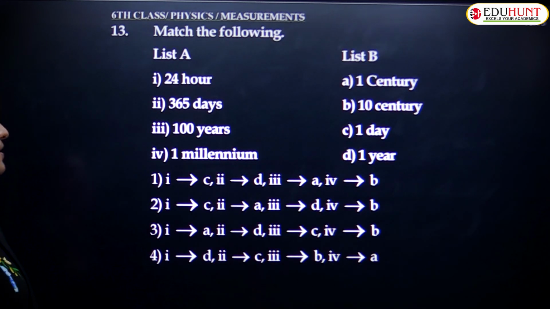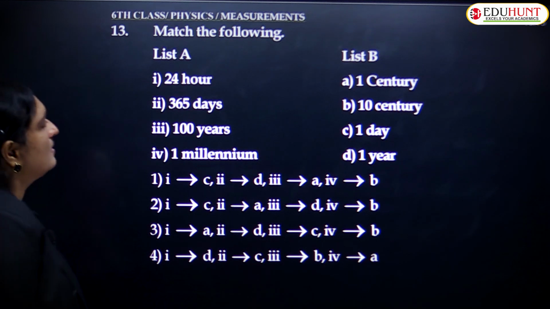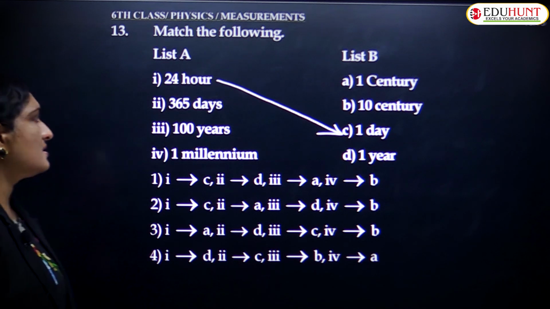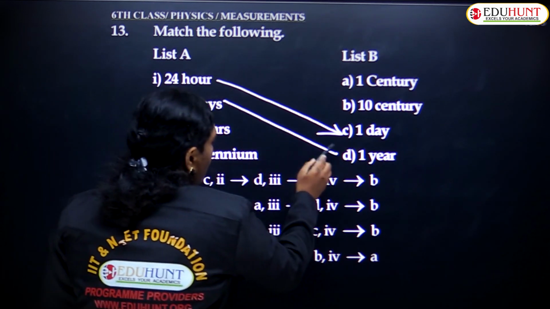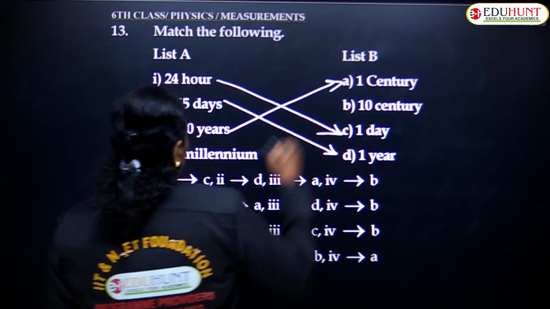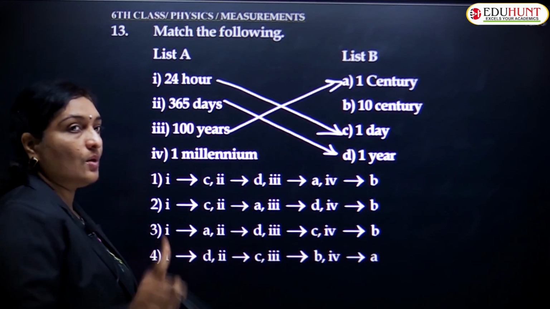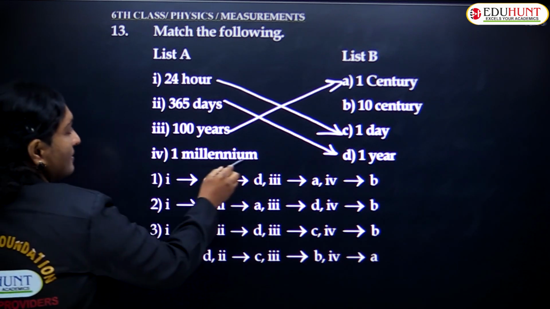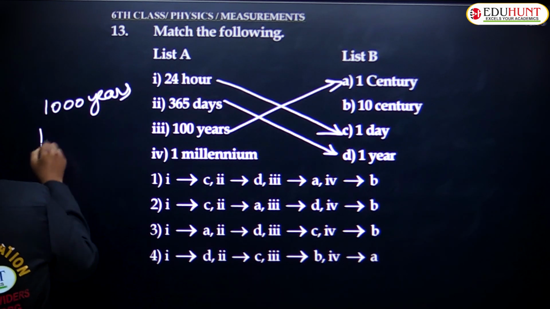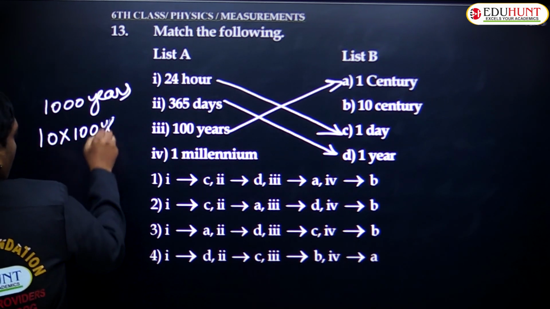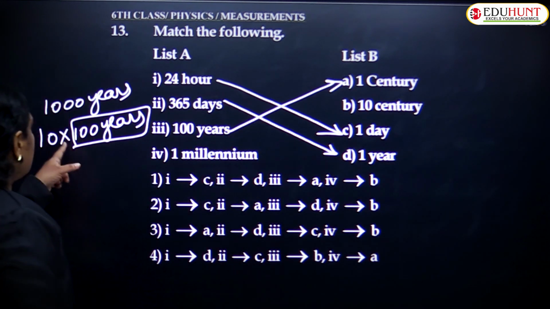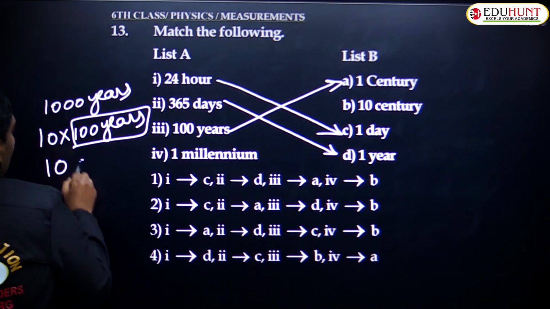Next, match the following. 24 hours are there in one day. 365 days, 1 year has 365 days. 100 years is called a century, and 1 millennium is called 1000 years. 1 millennium means 1000 years. These 1000 years can be written as 10 into 100 years, isn't it? And these 100 years is called a century. So 1000 years is equal to 10 times a century.